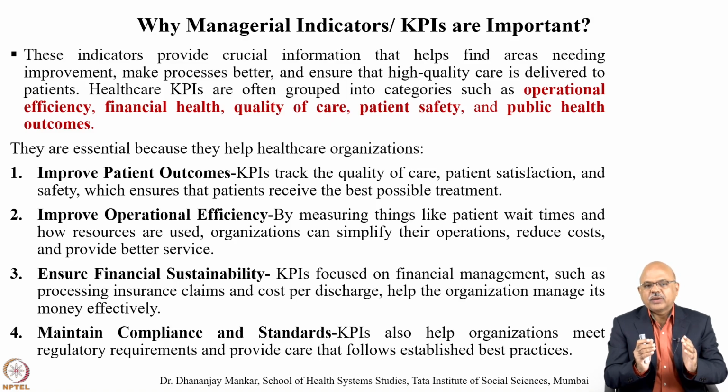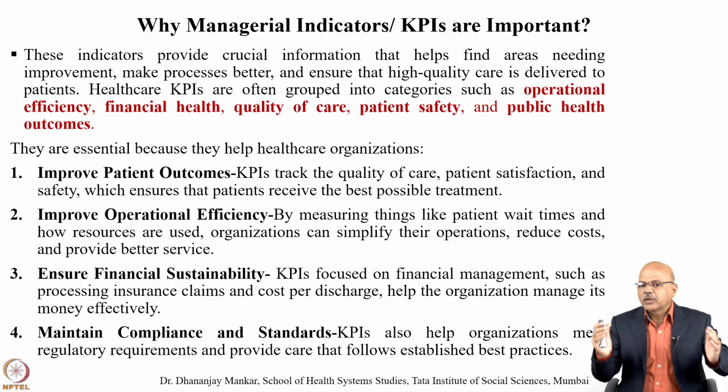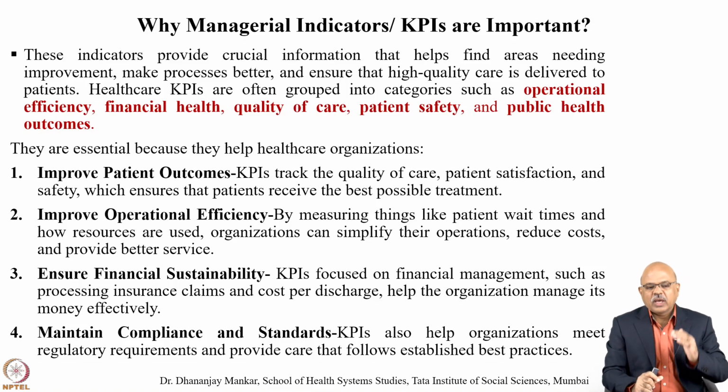Healthcare key performance indicators are often grouped into categories. There are different categories that you will be able to see: operational efficiency, financial health, quality of care, patient safety and public health outcomes. These are essential because they help hospital and healthcare organizations improve patient outcomes, where the KPIs track the quality of care, patient satisfaction and safety, which ensures that the patient receives the best possible treatment.